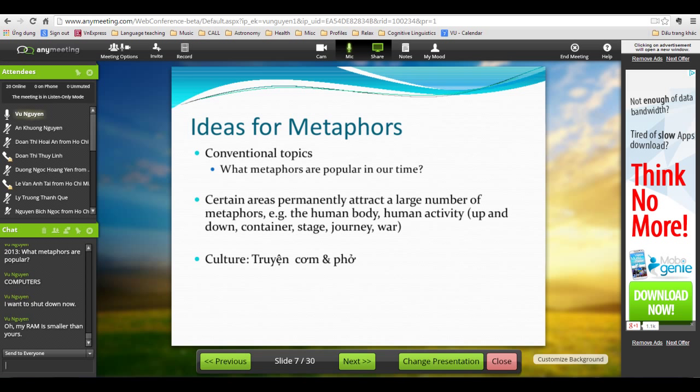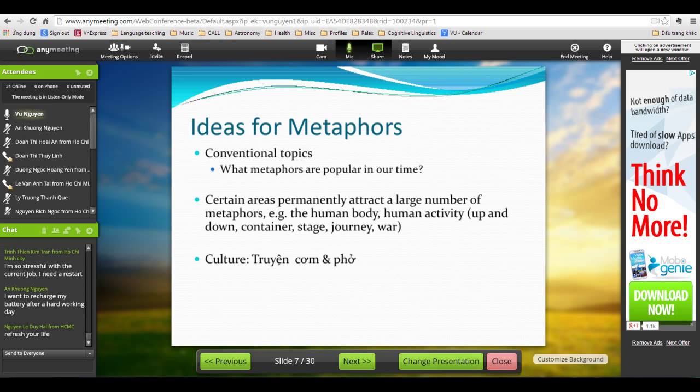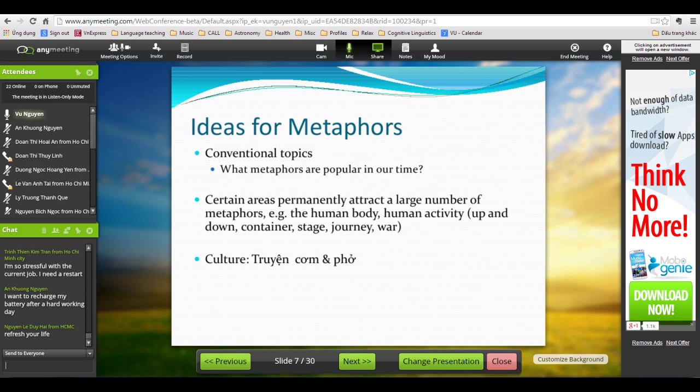Can you think of any other examples, even in Vietnamese? Yeah, that's a very good example. I need a restart. I want to recharge my battery after a hard working day. Good. Refresh your life. Good. You see, actually, those ideas come from the computer's domain. They come from the real world that we live in. And these kinds of expressions were honestly never used 40 or 50 years ago when computers were not popular.